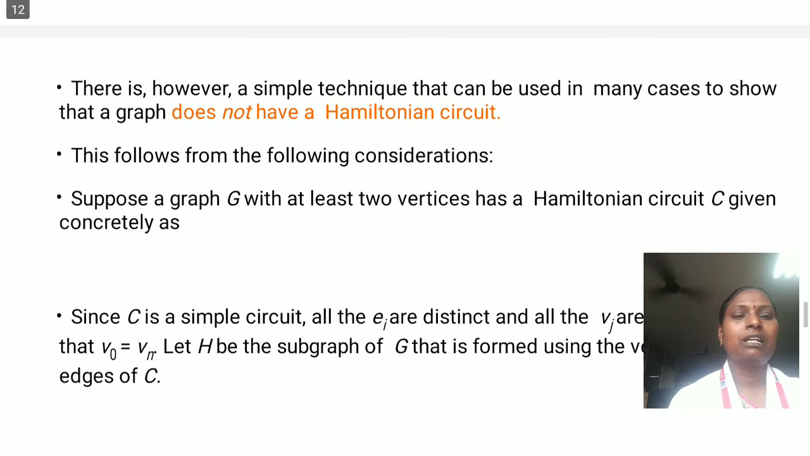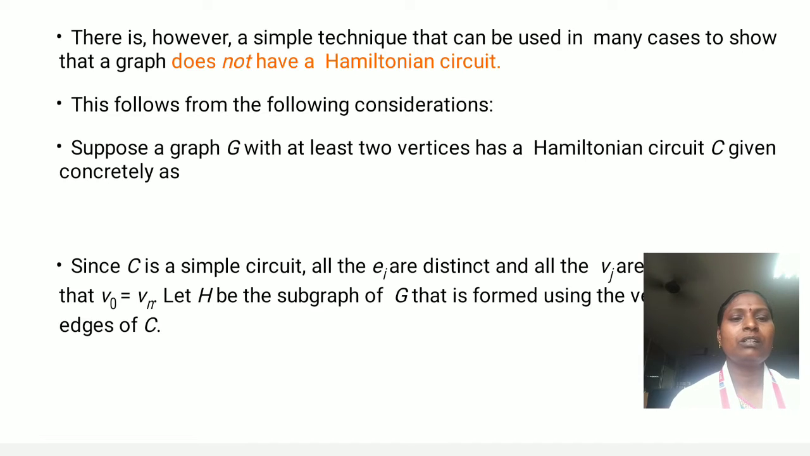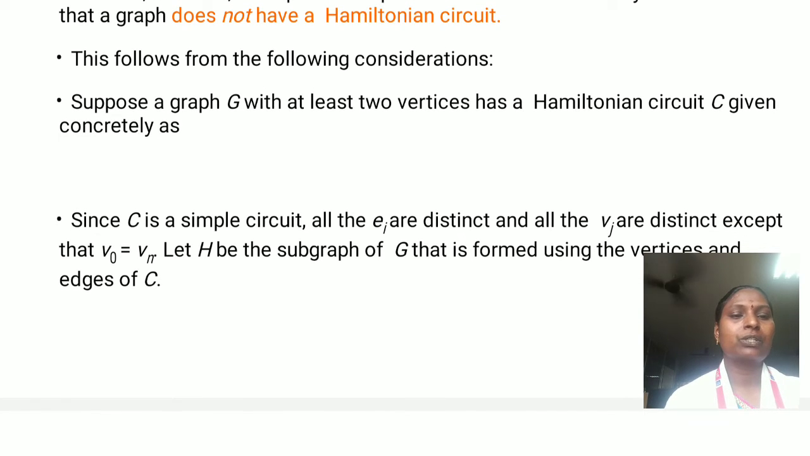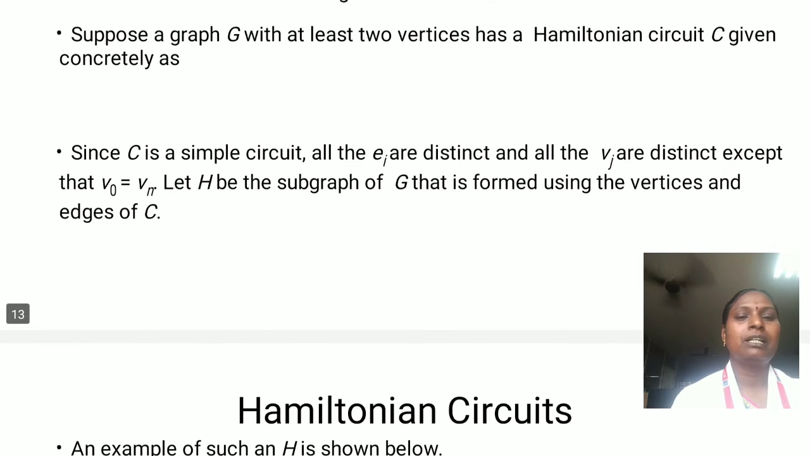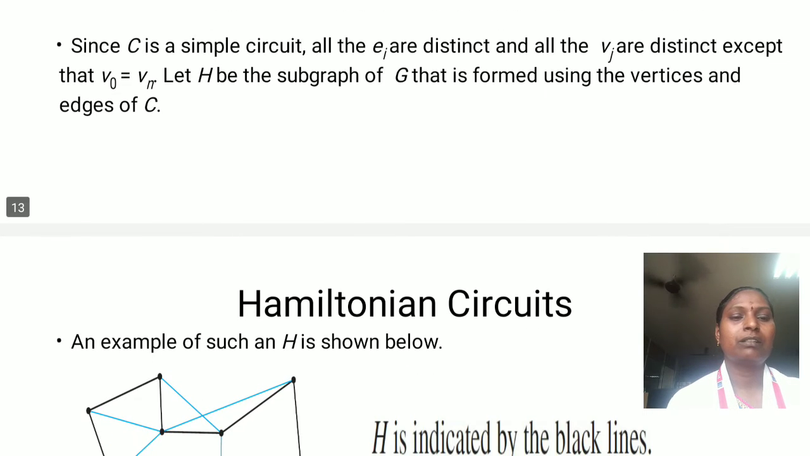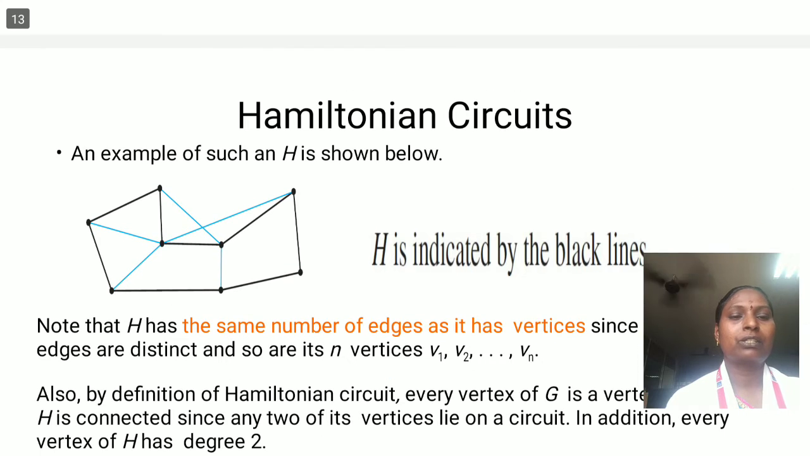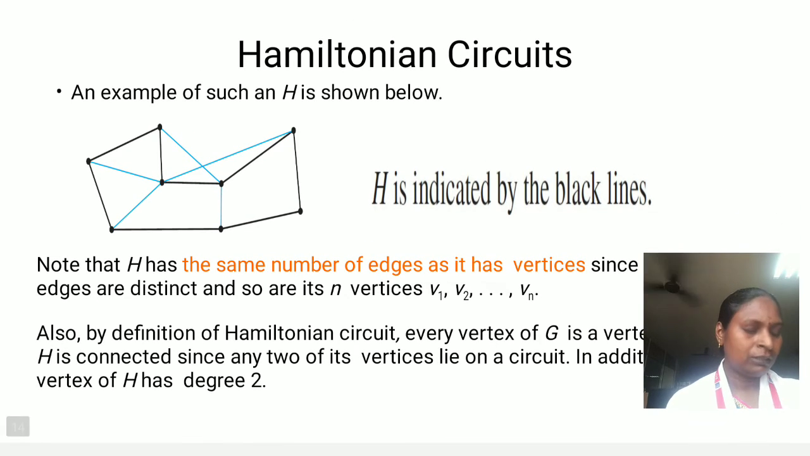Suppose a graph G with at least two vertices has a Hamiltonian circuit C. Since C is a simple circuit, all the edges e_j are distinct and all the vertices v_j are distinct, except that v_0 equals v_n. Let H be a subgraph of G that is formed using the vertices and edges of C. This is the Hamiltonian circuit. H is indicated by the bold lines.